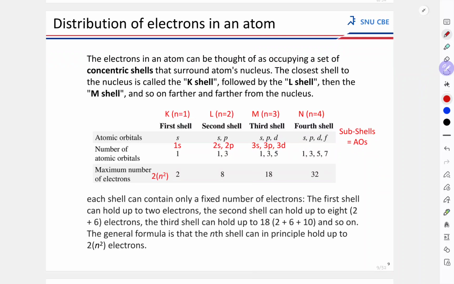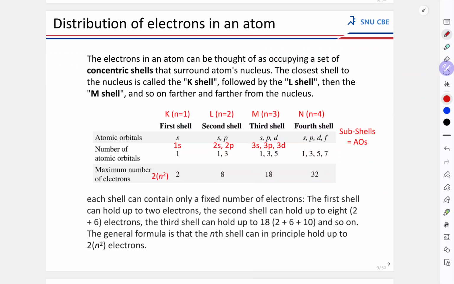Followed by the second shell, the L shell. Then the third shell, the M shell, and so on, farther and farther from the nucleus. The fourth shell, for your information, is called the N shell. And for each shell there are corresponding atomic orbitals, or we can sometimes call them subshells. The subshells correspond to the atomic orbitals.